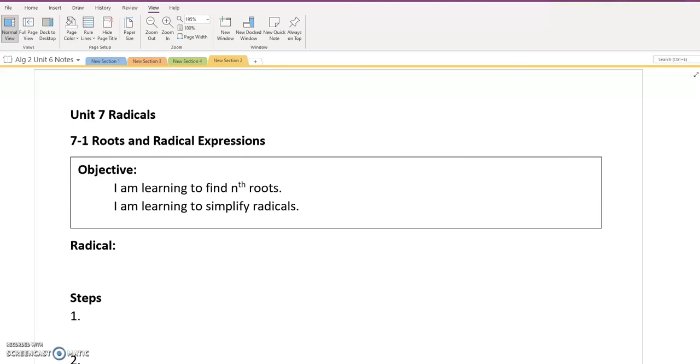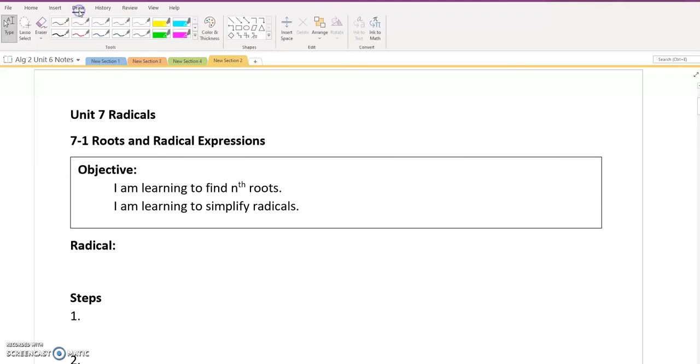Today we're looking at the Unit 7 radicals. Today's our first lesson, so 7-1, roots and radical expressions. Today's date is 5/6/21. And I am learning to find the nth roots, and I'm learning to simplify radicals.